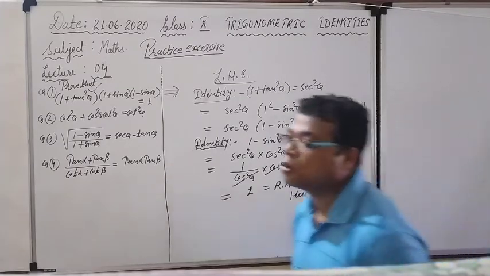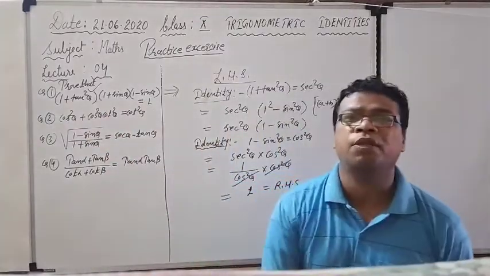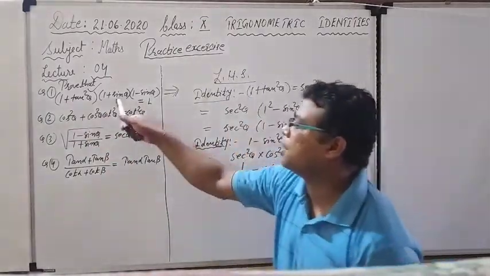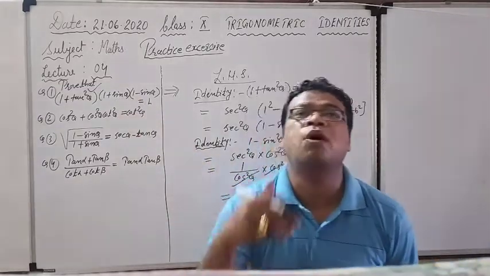Once again, see what the structure was, nothing else. According to the question, 1 plus tan square theta, directly I know that it is sec square theta. 1 plus sin theta, 1 minus sin theta, it is showing me. Actually the question itself tells you what you have to do.